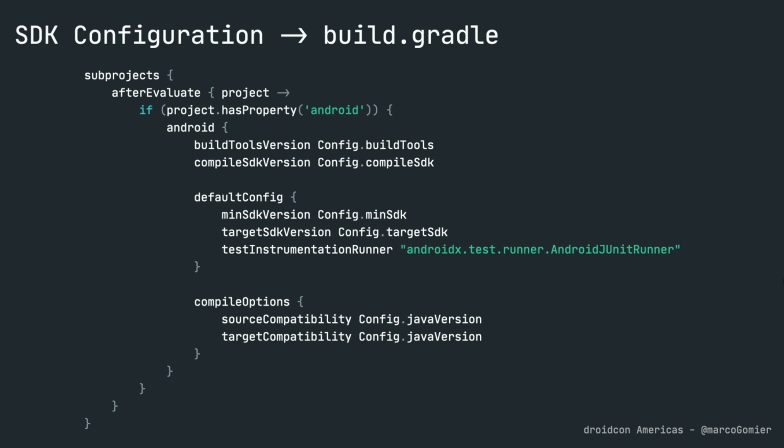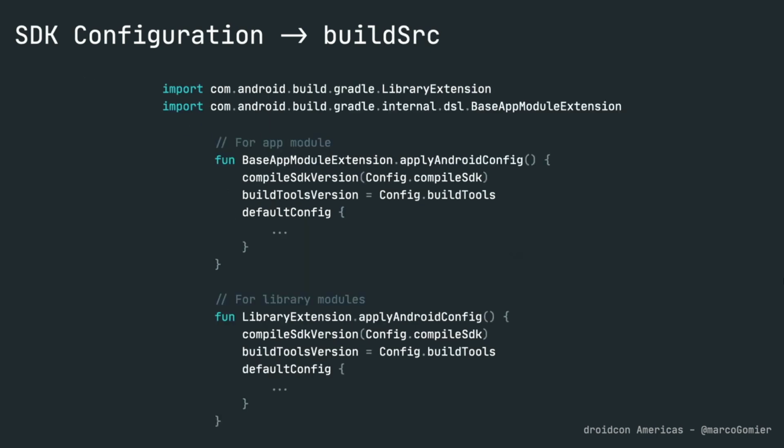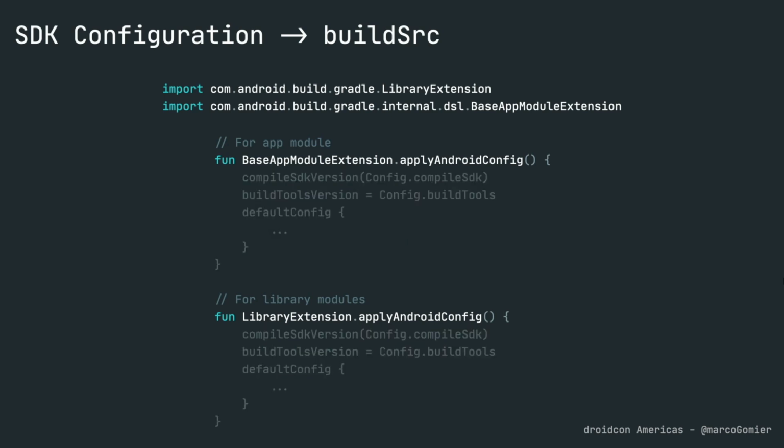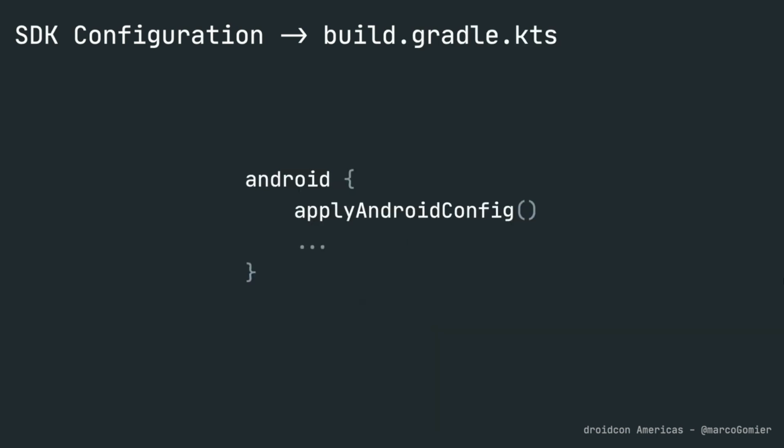Unfortunately, with the Kotlin Gradle DSL, I wasn't able to use this script, but I came up with another solution. I had to define two extension functions in the buildSrc module. One extension function is for the app module and one is for the library modules. Inside these functions, I set all the stuff. And then I can call that extension function in the Android scope of the different modules.